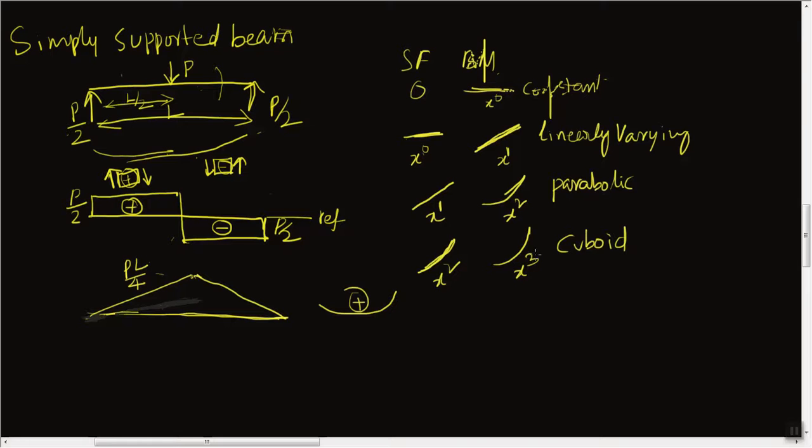So the bending moment is always one degree higher compared to the shear force. Since the shear force is constant, you will get a linearly varying bending moment diagram. Just remember this. Now let us see one more example.